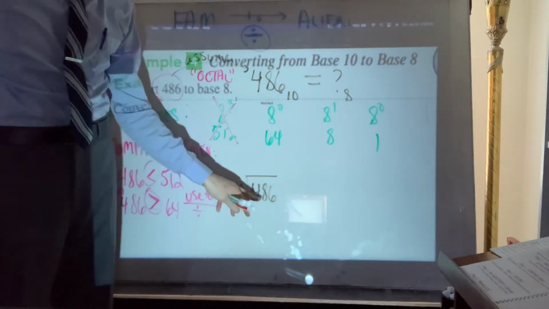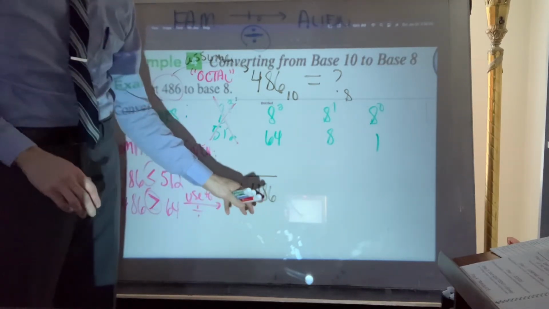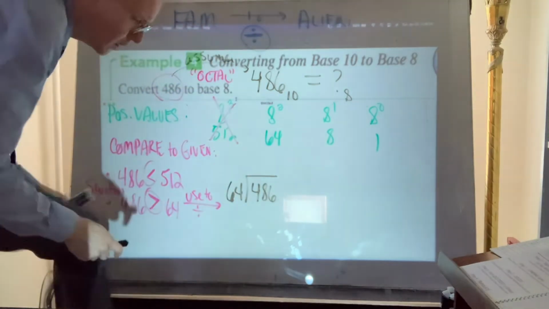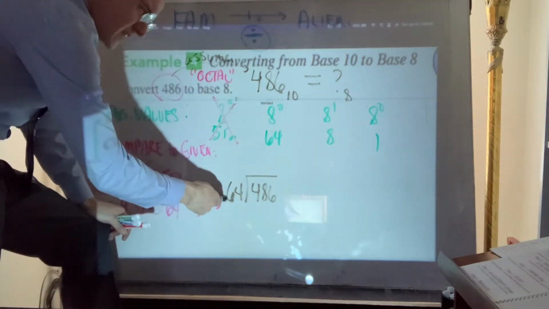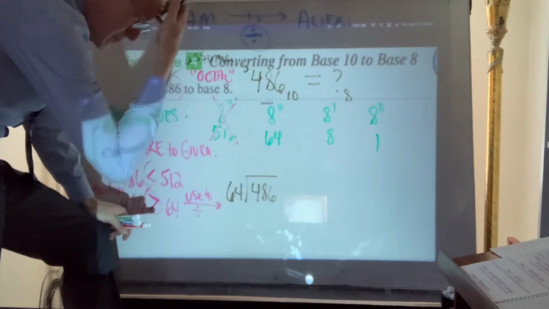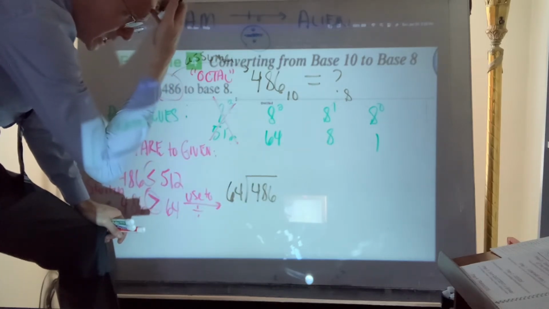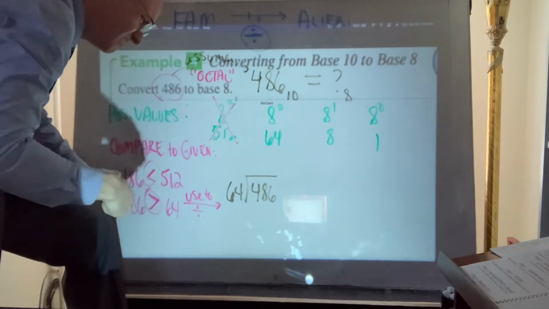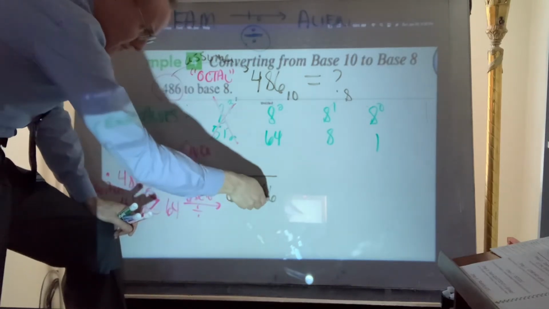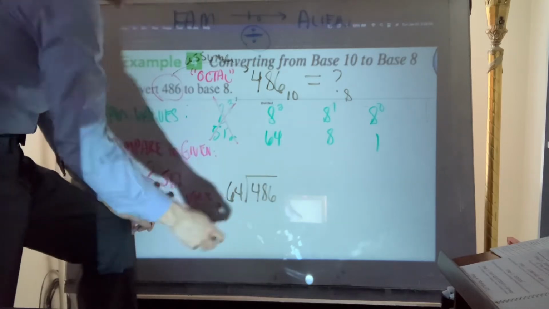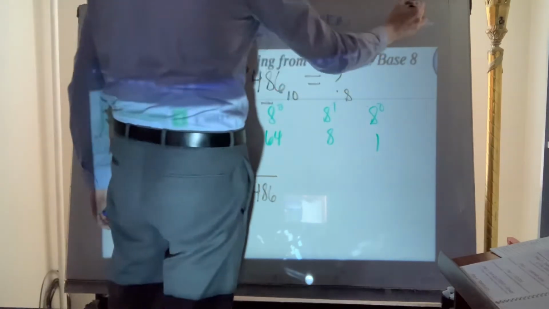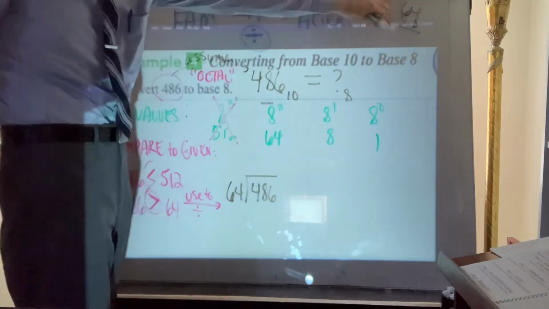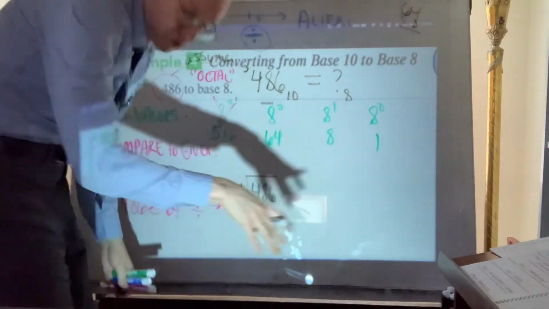64 does not fit in 448, but it will fit into 486. We'll have to estimate. If this was 60 and that was 48, then that would be 8 times. So, if it was 6 and 48, it would be 8 times. So let's try that. I need a little bit of space, so I'm going to do this over here. 64 times 8. Don't ever feel bad if you do extra work unnecessarily. You may end up using it eventually.